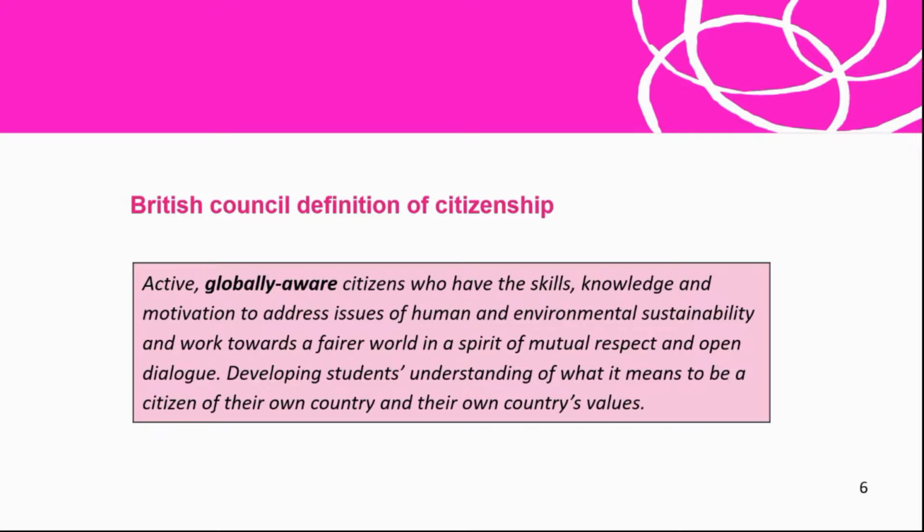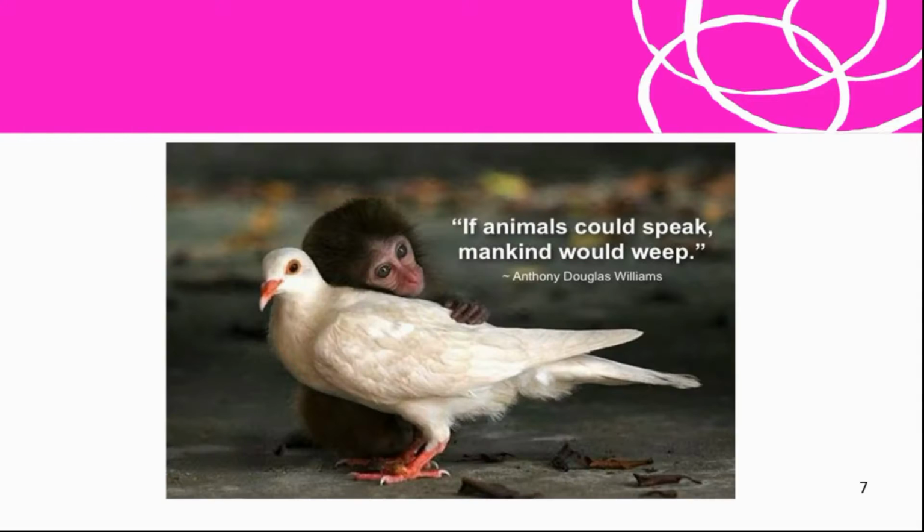So again, it is active, globally aware citizens who have the skills, knowledge, and motivation to address issues of human and environmental sustainability and work towards a fairer world in a spirit of mutual respect and open dialogue, developing students' understanding of what it means to be a citizen of their own country and their own country's values. So that's the British Council's definition of citizenship. I hope that makes sense, and I'm hoping that you can take down notes in your notebook and see if you can come up with your own definition of citizenship.